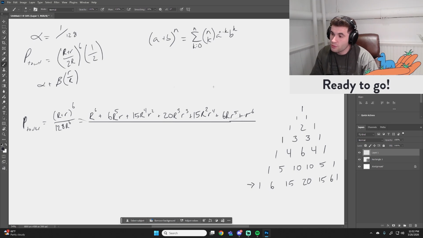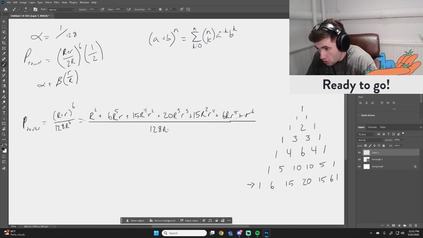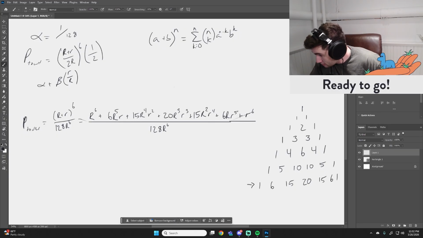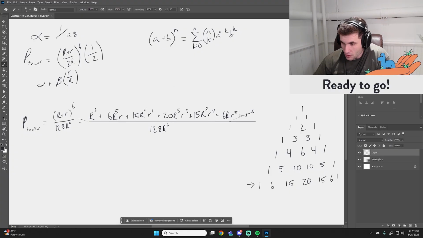Right? We can do that. That is all over 128 big R to the 6th. Now you'll notice, if you just look, when you simplify this, if you split it up into 7 fractions, you're going to get a r to the 6 over r to the 6.